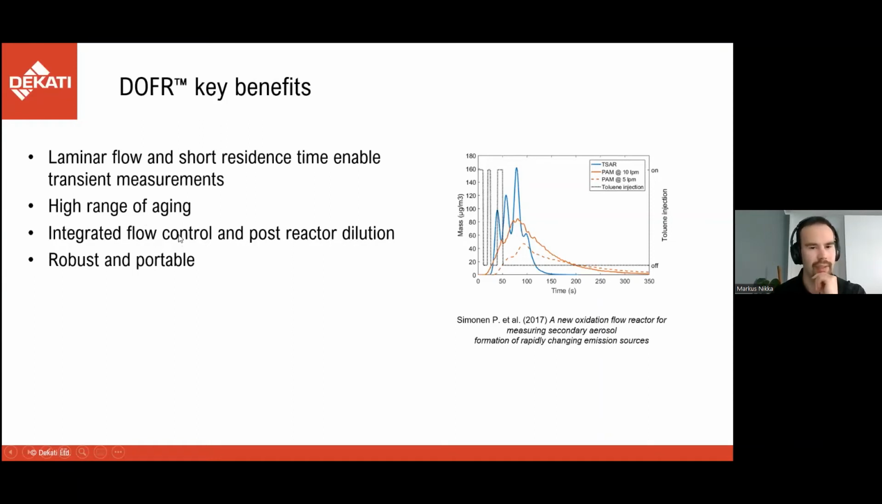There's an integrated flow control, the ejector diluter, which ensures the stable flow through the reactor and enough sample for the instruments. It is designed to be very robust and easily portable to different locations.